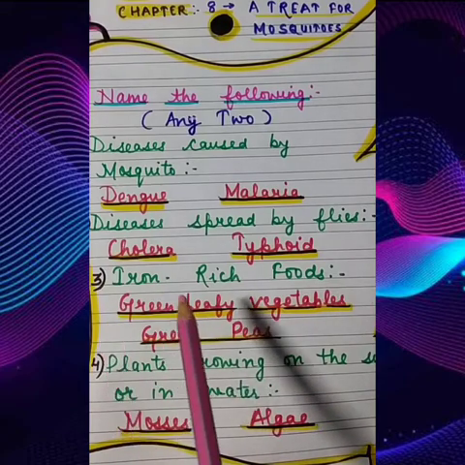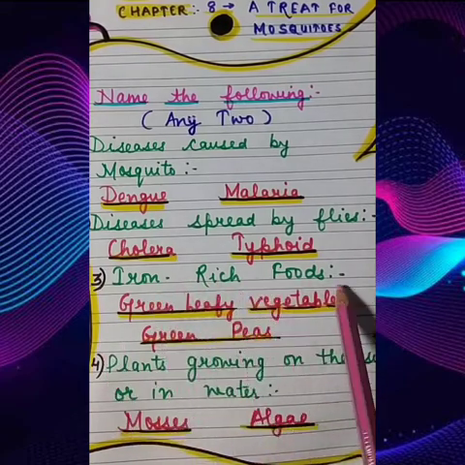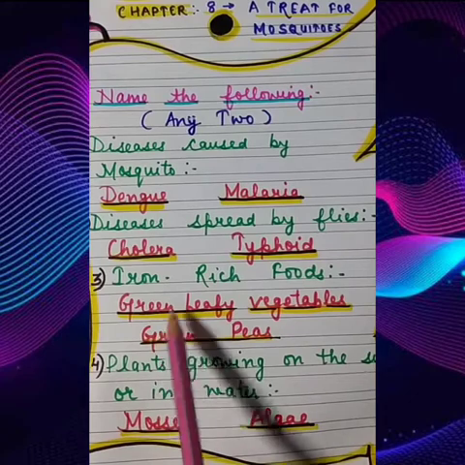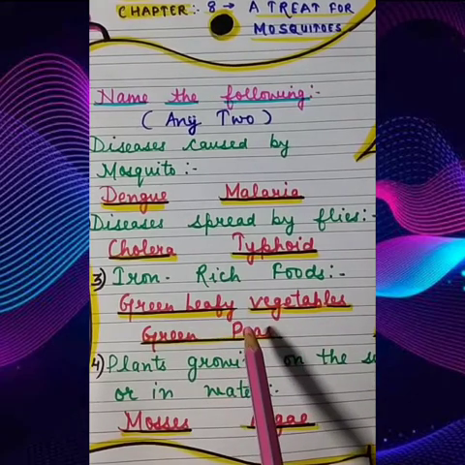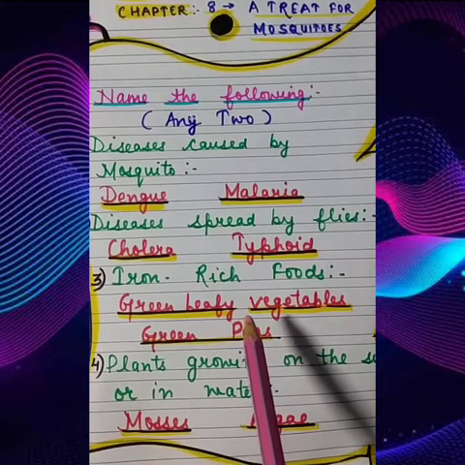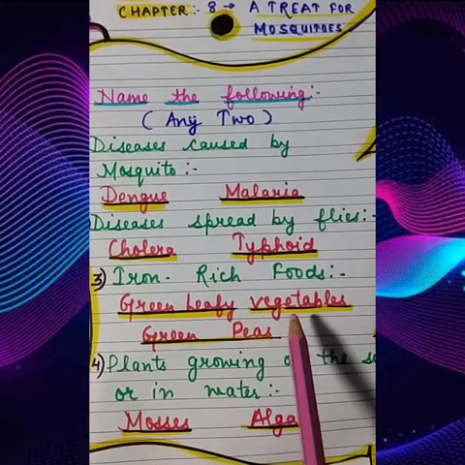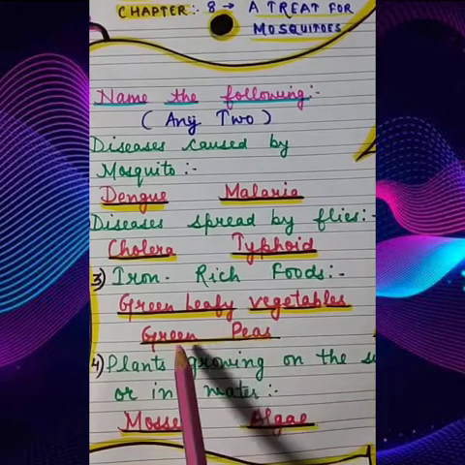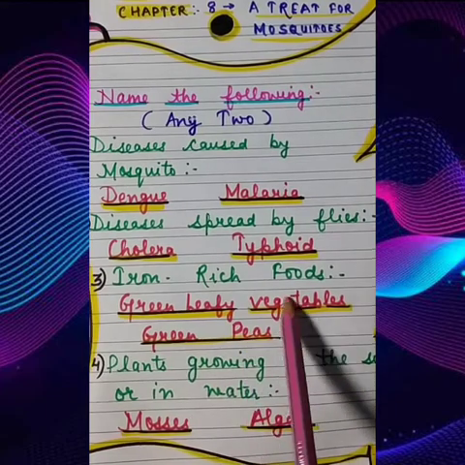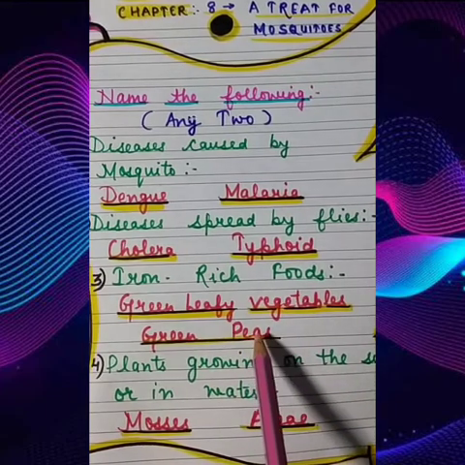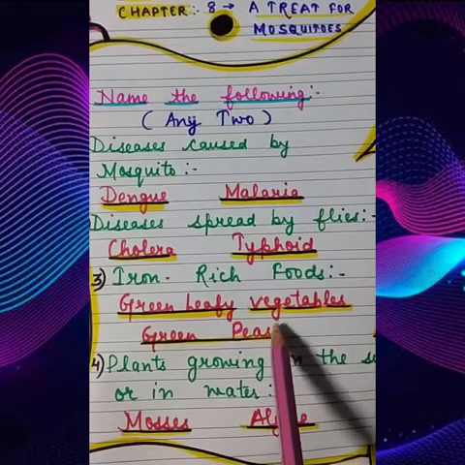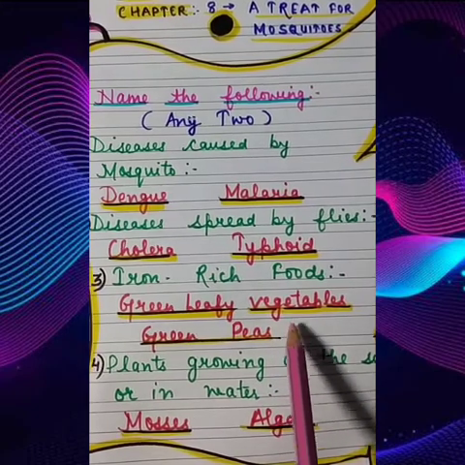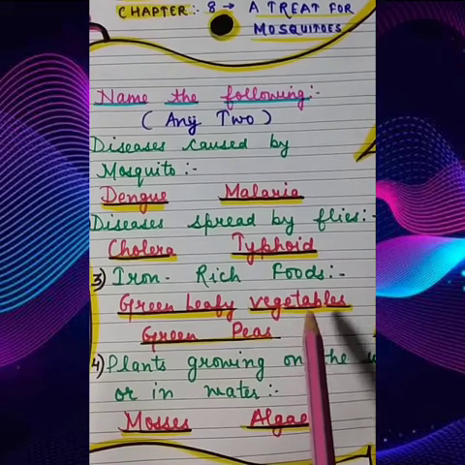Third one is iron-rich foods. First one is green leafy vegetables. Some of the green leafy vegetables are spinach, beet greens and lettuce. Second one is green peas. These both iron-rich foods increase our hemoglobin, and it is very useful when we are getting the disease anemia.